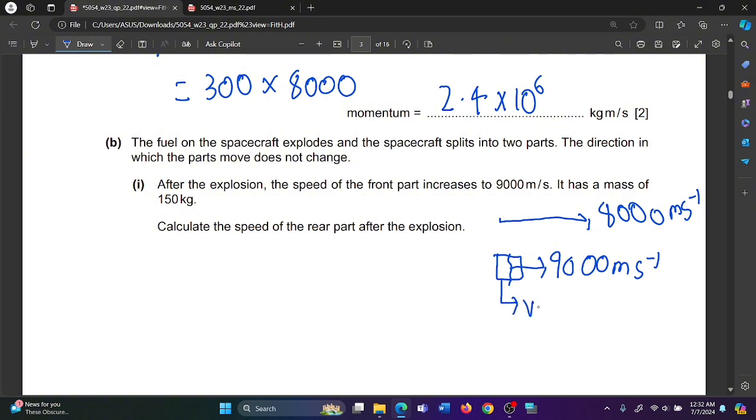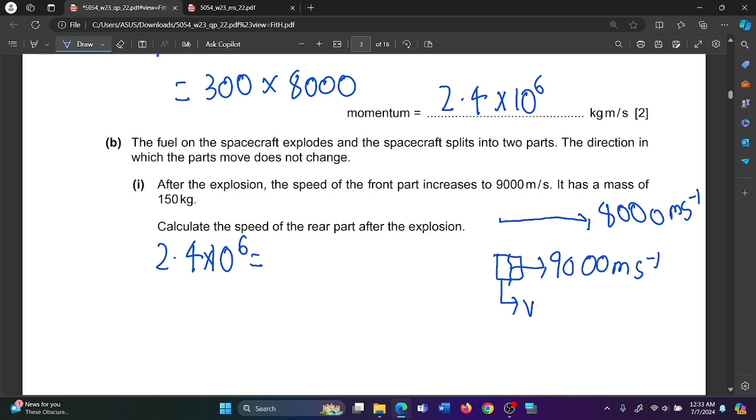Now we are told to find the value of v. According to the law of conservation of momentum, the initial momentum must be equal to the final momentum. What was the initial momentum? The initial momentum was 2.4 into 10 to the power 6. Thus, this should be equal to the final momentum. What is the final momentum? The summation of the momentum of the individual parts.